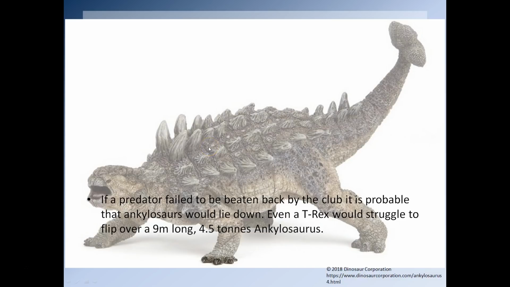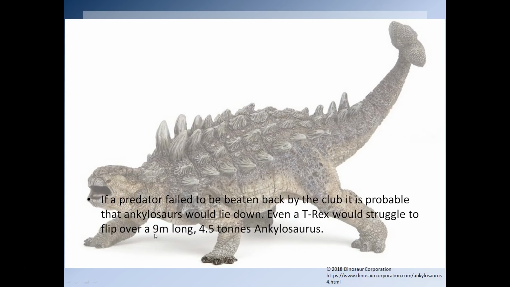And this would mean that essentially, if it lay down and managed to tuck its legs in under itself, well, obviously, the dinosaur that was attacking it could only attack the big, heavy armor. And your average ankylosaur would have weighed somewhere in the region of about 4.5 tons. It would have been about 9 meters long. So a Tyrannosaurus rex would have had a very difficult time flipping one of these things over.